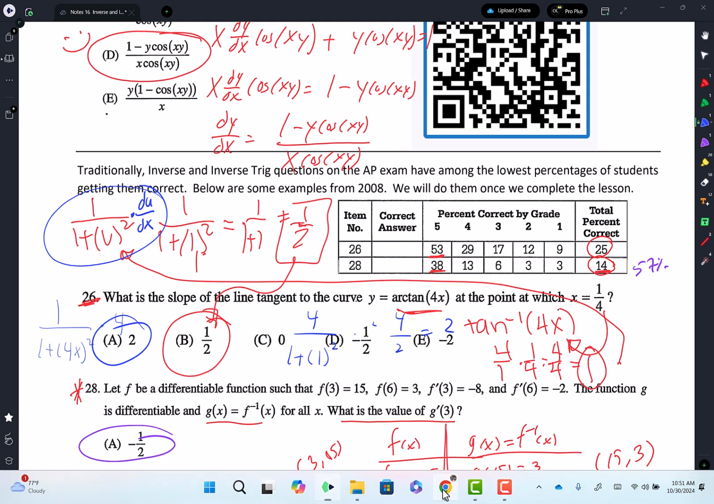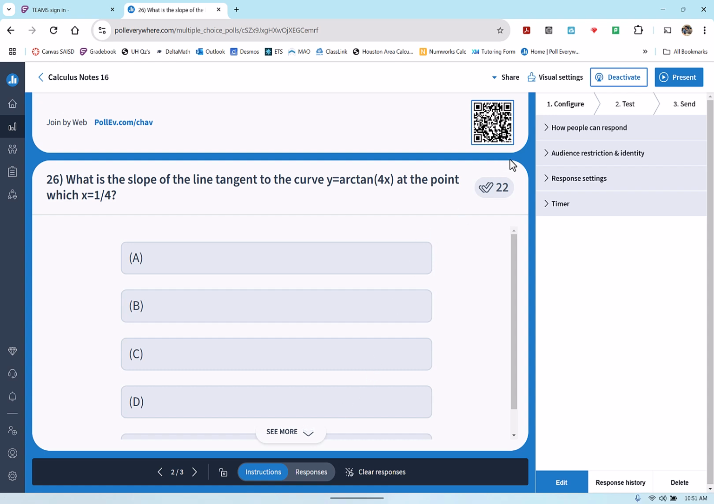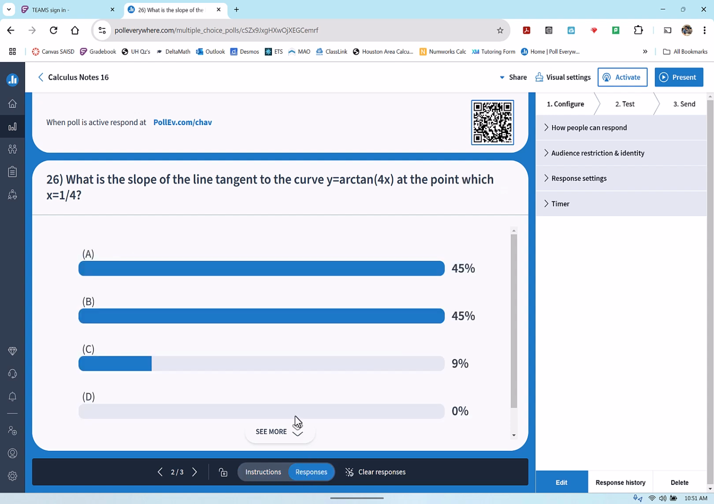Let me see. I'm going to stop the poll. Deactivate. And let's see how we did. Split down the middle. But we still did better than the global average. But what happened? So now I know what the error is. If you got answer B, it's because you didn't do the chain rule. The correct answer is letter A.